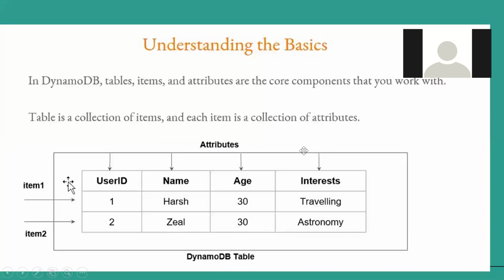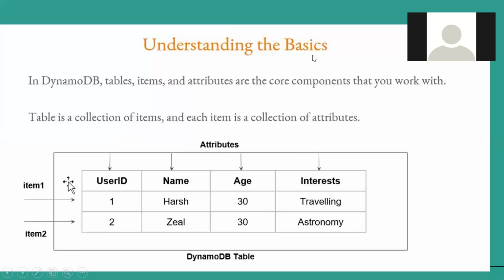Here you can observe, understanding the basics in DynamoDB: tables, items, and attributes are the core components you will work with. You have to work with tables, items, and attributes. You have to give the attributes. Here, columns we call attributes, and rows we call items. This is a simple DynamoDB table. How to create NoSQL and how to retrieve the data, these are the things we have to understand.